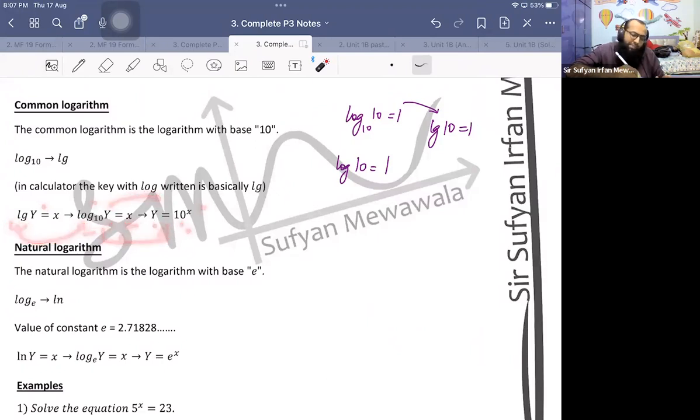Why? Because the base is 10, the power is x. So base is 10, the power is x, and the answer is y. So 10 power x equals y, right? So this is the common logarithm. These common logarithms are usually used for calculation purposes, as I will be telling in the examples as well.